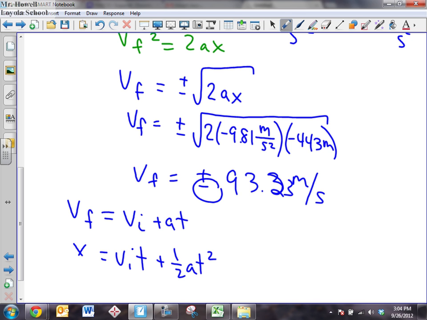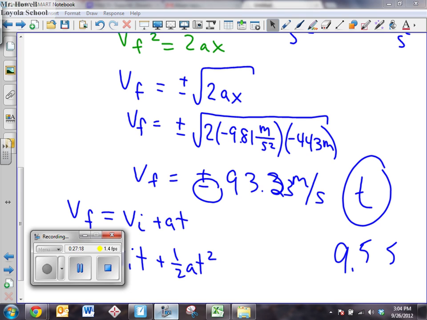Again, you could try both and you'll get the exact same answer. You're going to get 9.5, so you can check. I want you to figure out the time for the object to hit the ground. That's what the answer will be, but figure it out and verify it. Try and find the time. That's all you have. We're going to finish up the other problems.